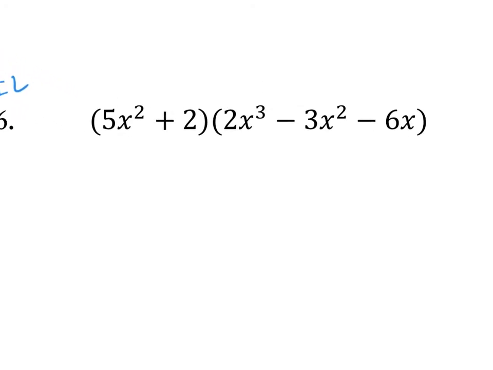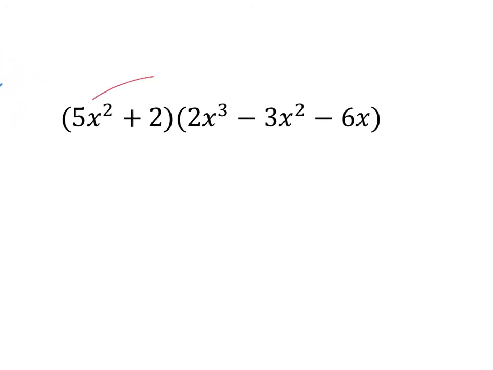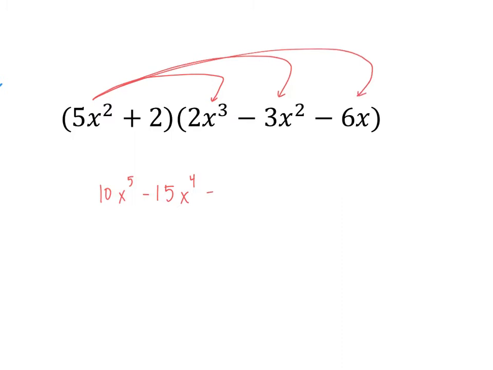Okay, next one we'll have to FOIL. So we'll do 5x squared times 2x cubed, 10x to the 5th. Just do 5 times 2 is 10, and then x squared times x cubed. You add exponents when you multiply, you get x to the 5th. 5x squared times minus 3x squared, negative 15, and then add the exponents. Negative 30. And then x cubed.